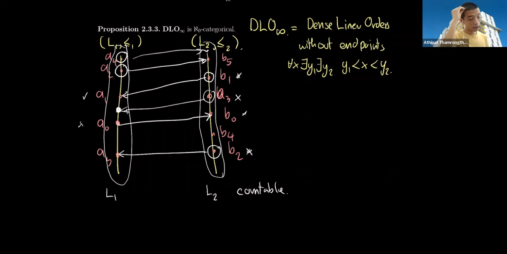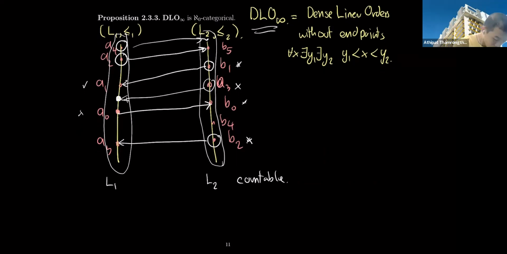Okay, and what else do we have? Since this structure has no endpoint, you can do this infinitely many times. And it's dense as well. So if you have something in the middle, you can guarantee that you can find some point in here. Okay, so that's the idea of this construction. And we can conclude that DLO infinity is Aleph-naught categorical.